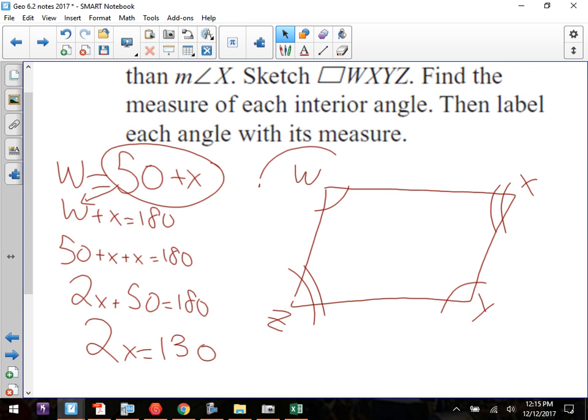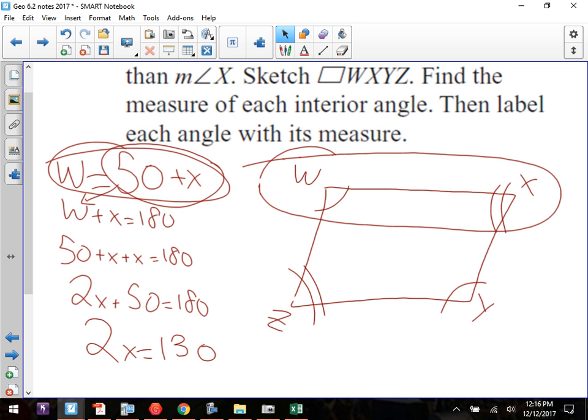They're saying angle W and angle X, see how they're next to each other? If I add those two together, what does it have to equal? 180, good. Now, the first step said that angle W is 50 more than X. So instead of saying W plus X is 180, W is 50 plus X. You're creating what's called a system of equations to solve this. Okay. And what do you get for X then?